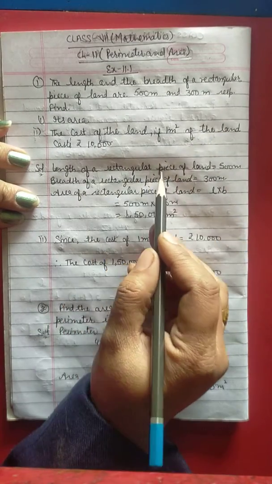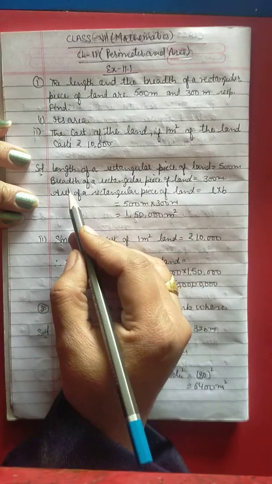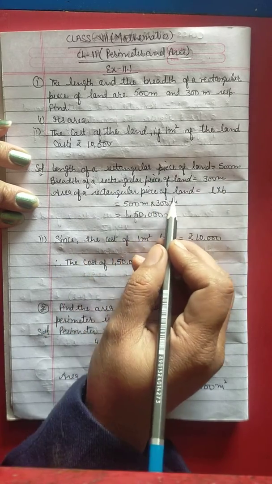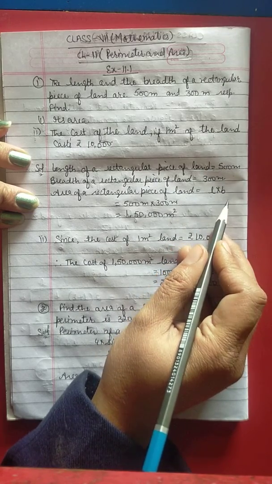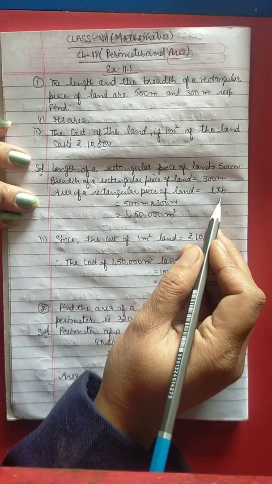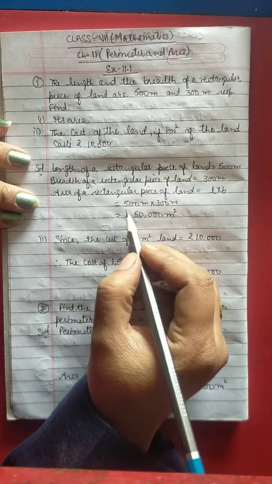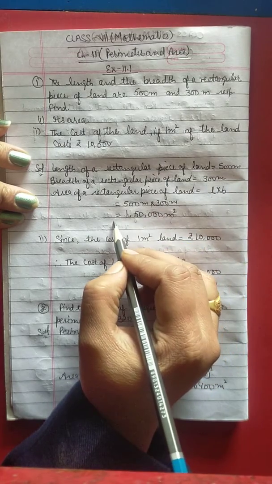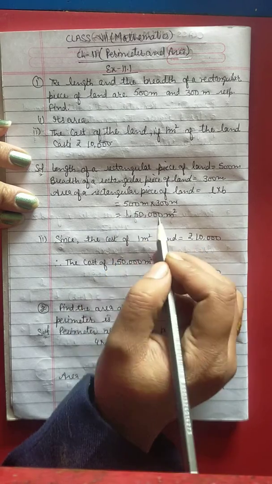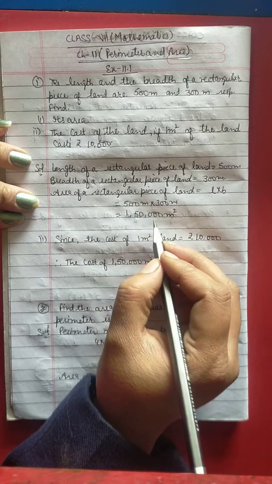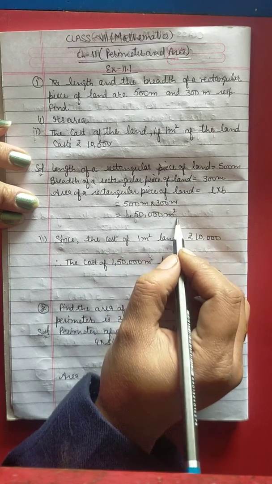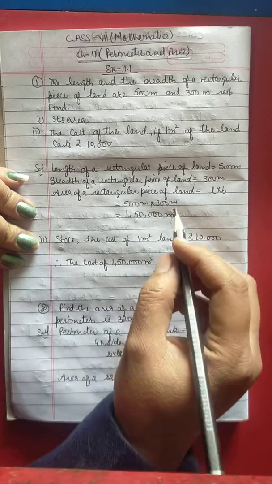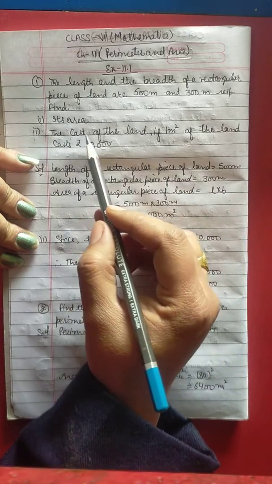Here the length of the rectangular piece of land is 500 meter and the breadth is 300 meter, and the area of the rectangular piece of land is L multiply B, means length multiply breadth. On substituting the values, 500 meter multiply 300 meter, after the multiplication we got 1,50,000 meters square, and this is the area of the rectangular piece of land.